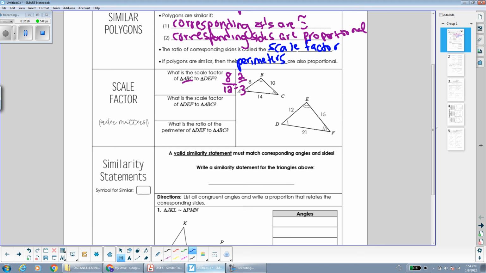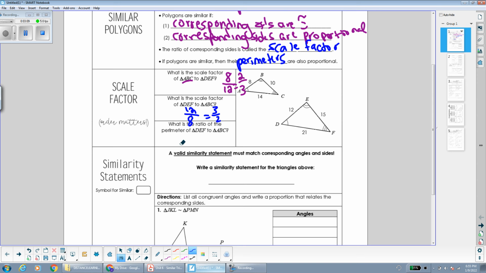Normally, when we find scale factor, we take a side of the big triangle and divide by the corresponding side from the small triangle. So here it's asking for the scale factor of big triangle DEF to small triangle ABC. I'll take the side 12, once again, on the big triangle, and that corresponds to the side labeled 8 on the small triangle, and that reduces to 3/2. So 3/2 is what we would multiply each side of the small triangle by to get to the corresponding side of the big triangle. The reverse way, 2/3 is what we would divide each side of the big triangle by to get to the corresponding side of the small triangle.